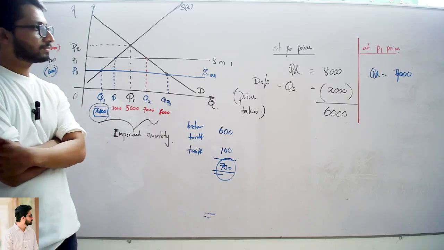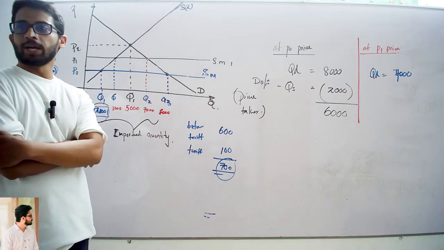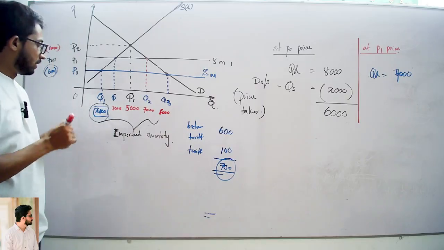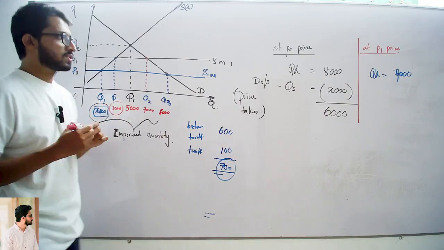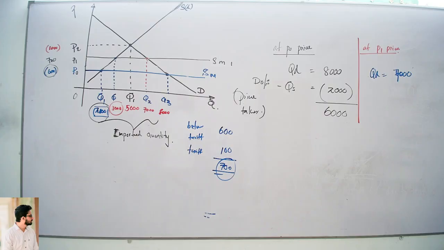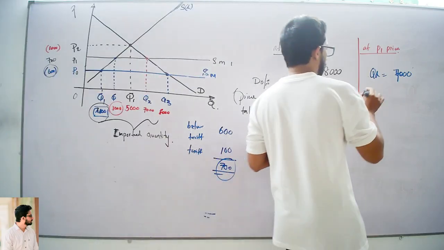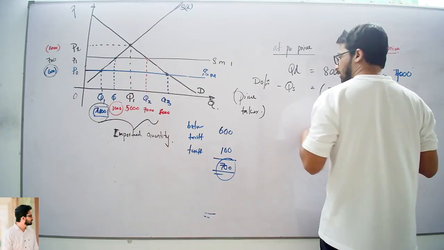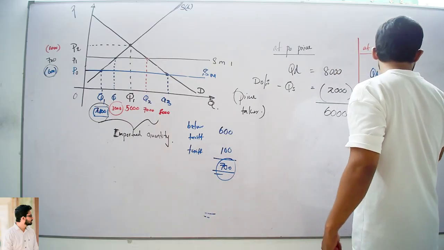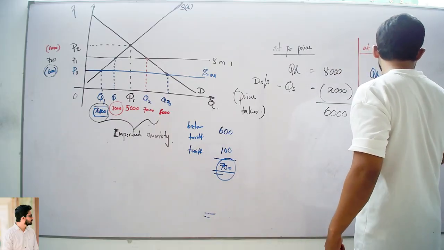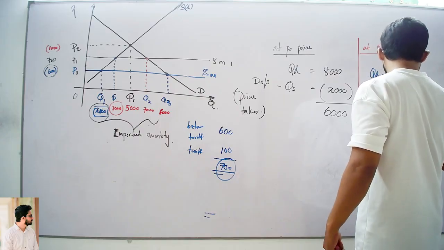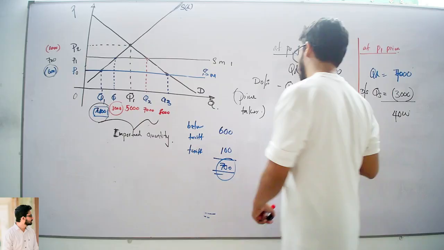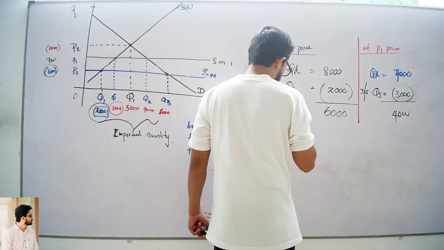Anyway, now demand has decreased to 7,000. Domestic suppliers are willing to release 3,000 units to the market. The domestic supply, QS, is 3,000 units. Then 7,000 minus 3,000 is the imported quantity.